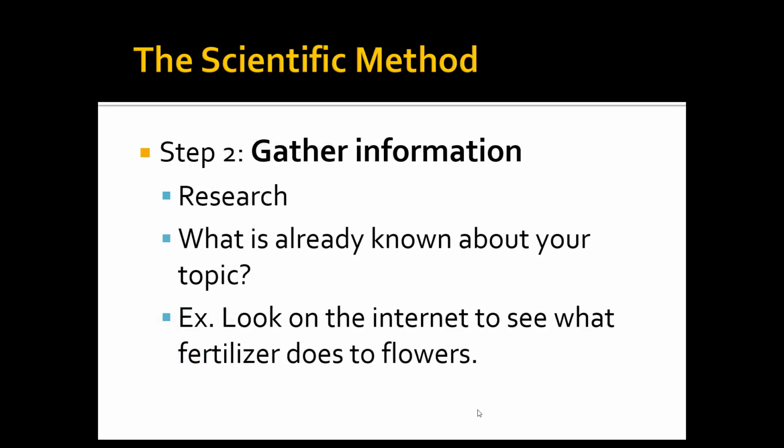Now, after you ask the question, you want to try to gather all the information that you can and conduct research because it is very likely that somebody has already taken the time to figure out the answer to your question. So a lot of times the scientific method simply stops here because somebody has already done the work to figure out the answer. So you're going to do research, you're going to gather information, you're going to figure out what is already known about your topic. You can use people as sources, you can use the internet, textbooks, books, journals, there's tons of ways that you can conduct research.